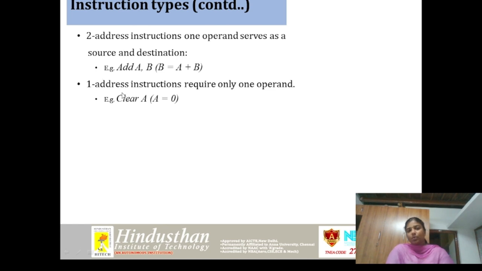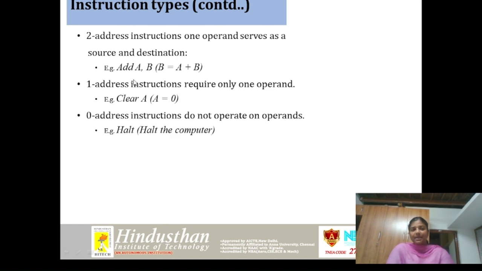And what is a one address instruction? Example, clear A. Only one operand is involved here. Clear A means whatever values are stored in A will be cleared and set to 0. And a 0 address instruction has no operands present. Simply the instruction will be like this: halt. It means that the computer will halt, it will wait for some time. That is known as a 0 address instruction, because 0 address means no operands or values are stored in memory. The address is empty.